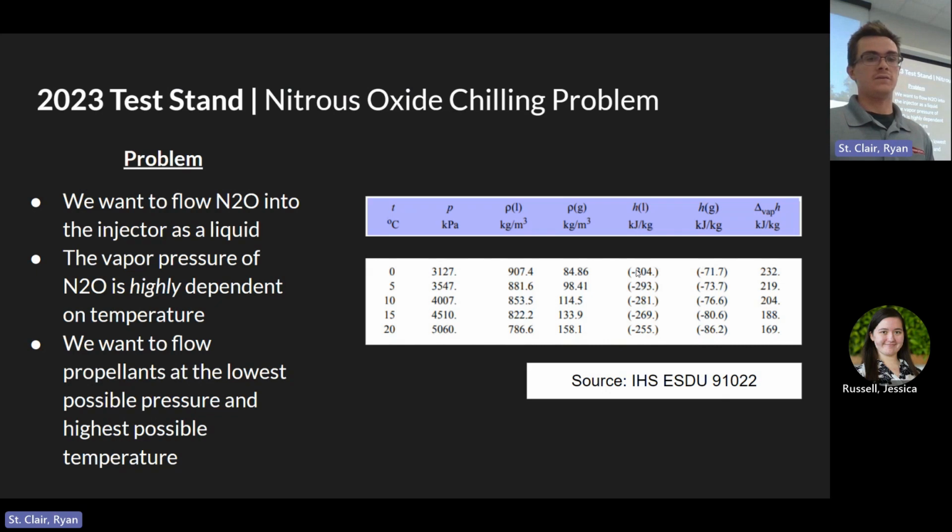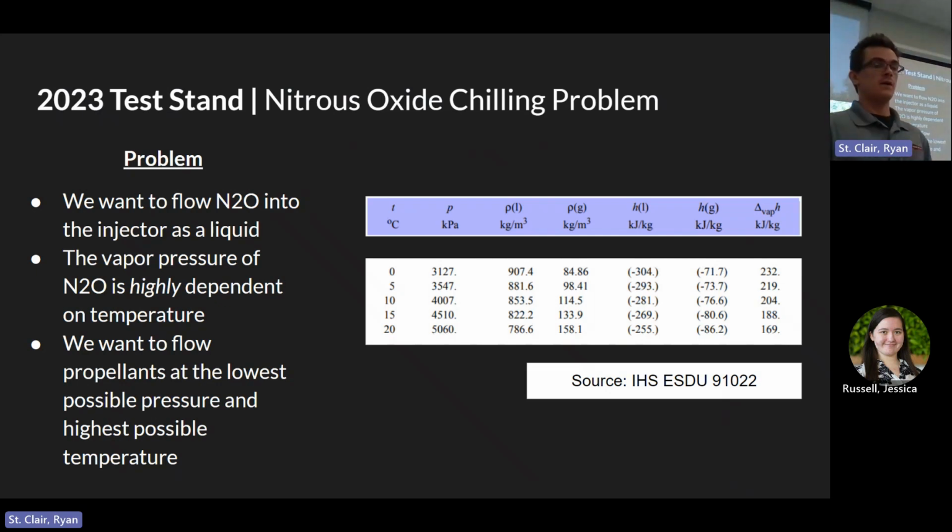So as you can see right here, we have this nitrous oxide that will change at very high pressures depending on the temperature. So just a 5 degrees Celsius increase in temperature will result in this, like 400 kPa. I don't exactly remember what that conversion was to PSI, but I think it was like 30 PSI, which is nothing to sneeze at, because if you think about it, your car tire is probably pressurized at 30 PSI. So it's a big change in pressure required to keep it as a liquid, depending on that small increase in temperature. So vapor pressure of nitrous oxide is highly dependent on temperature, but we want to flow these propellants at the lowest possible pressure and the highest possible temperature.